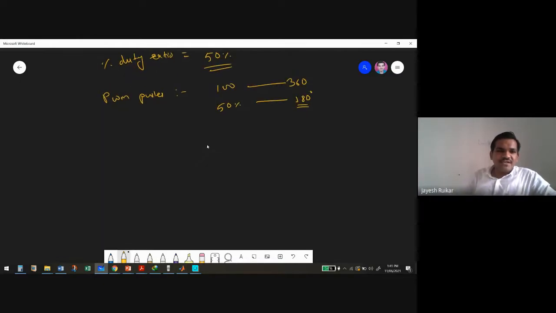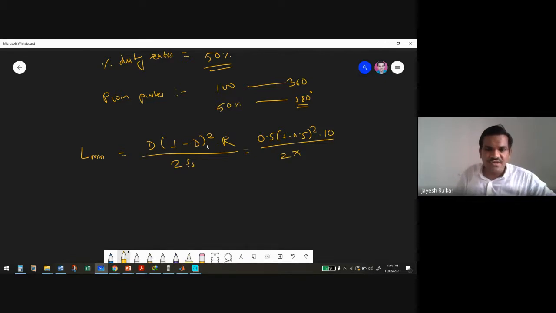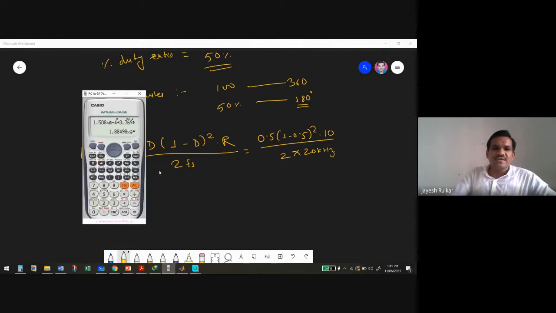And then we need to calculate the value of inductance, which is the minimum inductance. The formula is D into (1 minus D) square into the load resistance, divided by 2 times Fs. We'll put the values: D is 0.5, (1 minus 0.5) square, into R value of 10, divided by 2 times your switching frequency of 20 kilohertz. We'll try to calculate this.